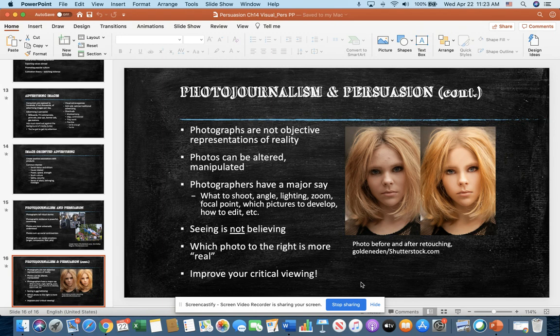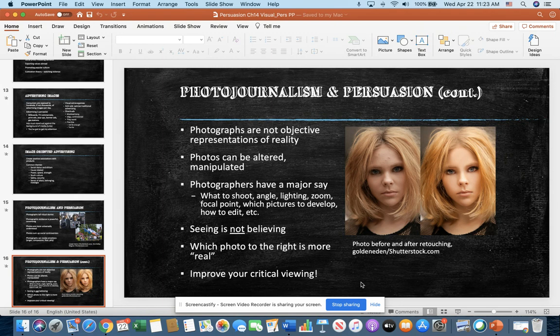And they make a point: seeing is not believing. Don't assume that a picture is what we think it is. It could be a variety of other issues. And I asked the question, which photo to the right over there is more real? So we want to think, well, the one where the woman is more bland and washed out is more real.